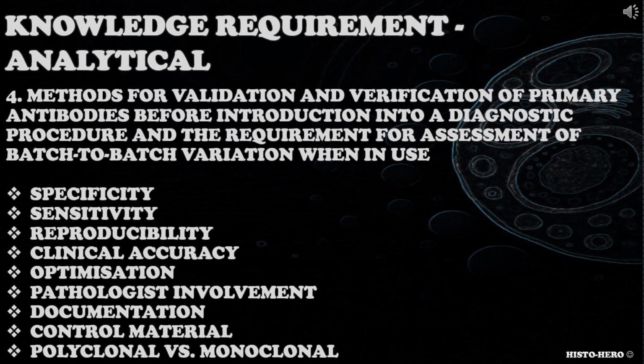The fourth knowledge requirement is for you to know methods for validation and verification of primary antibodies before introduction into a diagnostic procedure and the requirement for assessment of batch-to-batch variation when in use. Why is it important to validate and verify a new antibody before its routine use? How would you validate and verify an antibody? What is batch-to-batch variation and how would you deal with it in the laboratory setting?